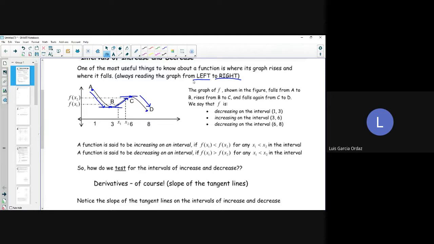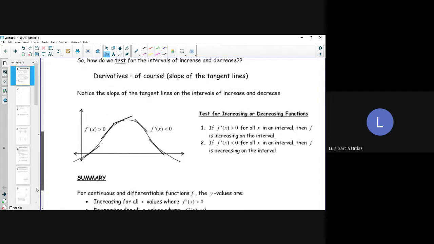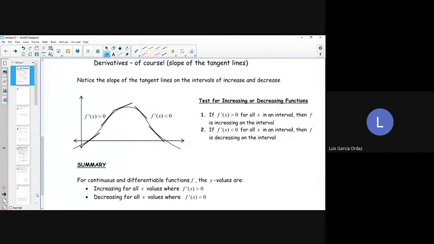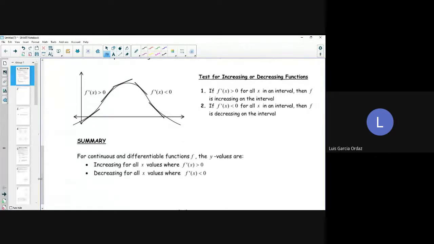So how do we test intervals of increase and decrease? We find our derivative. Notice the slope of the tangent lines on the intervals of increase and decrease. If f prime of x is greater than 0 for all x in an interval, then f is increasing on the interval. If f prime of x is less than 0 for all x in an interval, then f is decreasing on the interval. So in summary, for continuous and differentiable functions, the y values are increasing for all x when the derivative of f of x is bigger than 0. So the slope of my tangent is positive.